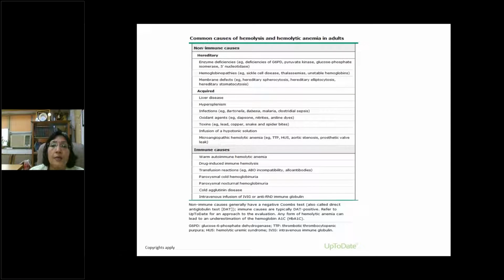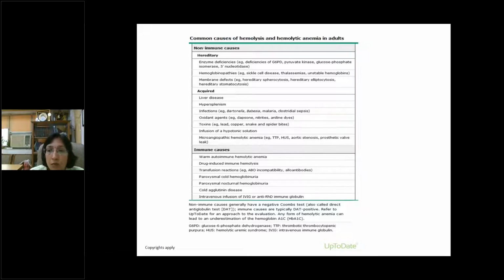Now this is the classification showing the causes of all the types of hemolytic anemia. It can be non-immune causes, which include the hereditary ones, due to enzyme deficiency, G6PD, pyruvate kinase deficiency, hemoglobinopathy, sickle cell disease, thalassemia, unstable hemoglobins, or the membrane defects: hereditary spherocytosis, elliptocytosis, and stomatocytosis.